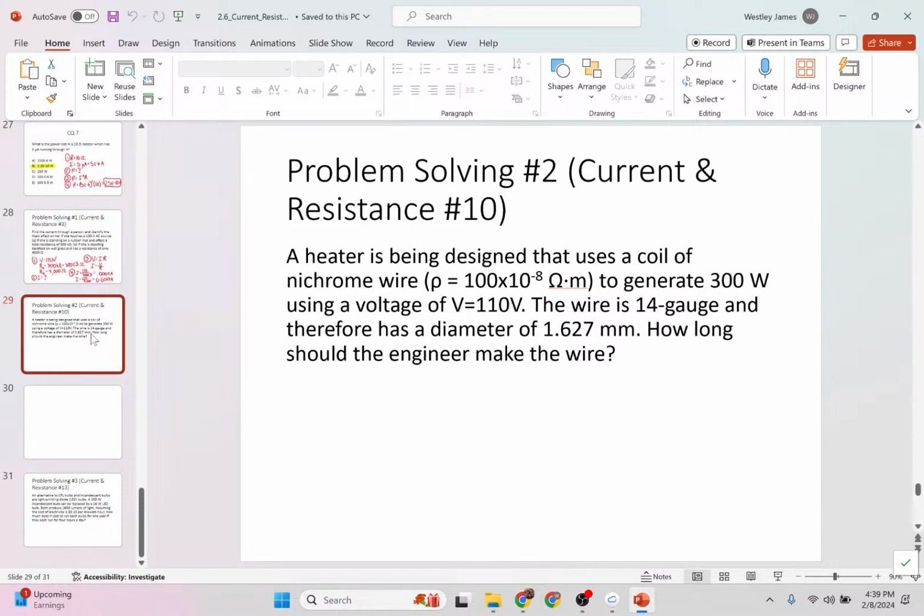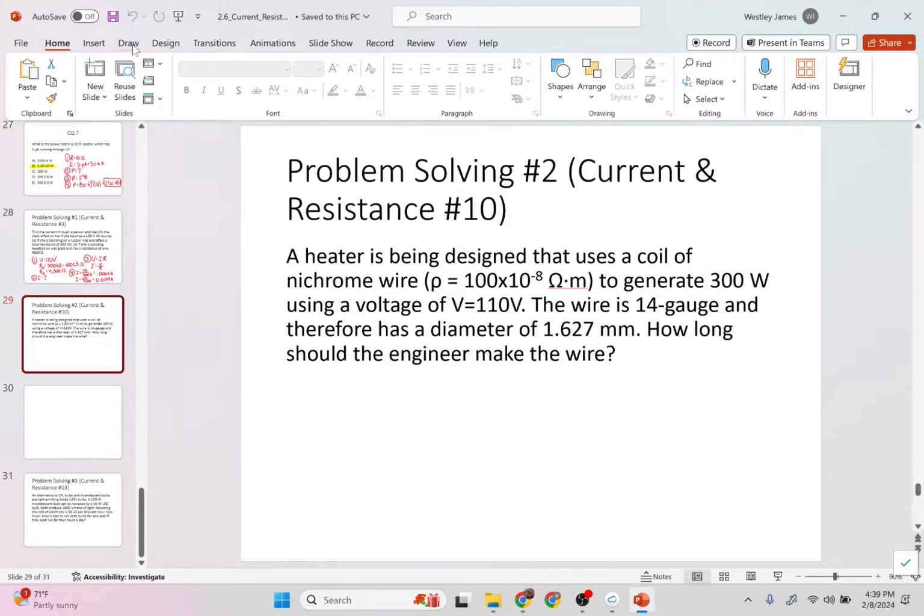Fun fact, if you go buy a wire at a hardware store, it's given in gauge. The smaller the gauge, the thicker the wire. You don't need to know that, but it is a fun fact. When you go to the store and buy a wire, they will not tell you the diameter. It'll be 8 gauge, 10 gauge, 12 gauge. That's why I gave you all the diameter. How long should the engineer make the wire to accomplish said goal?